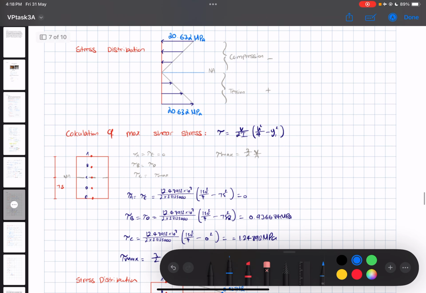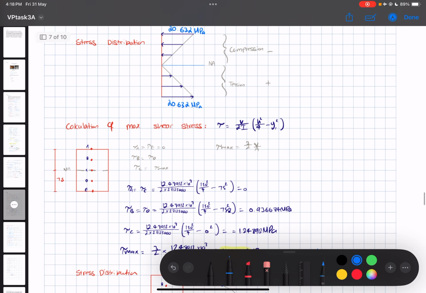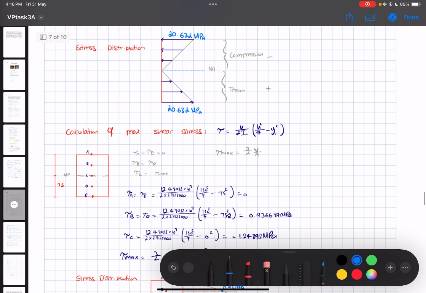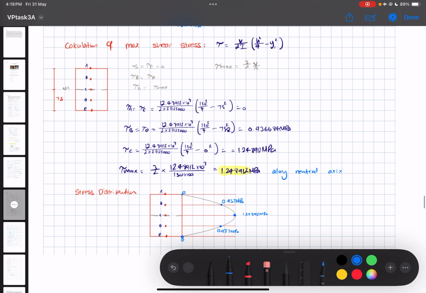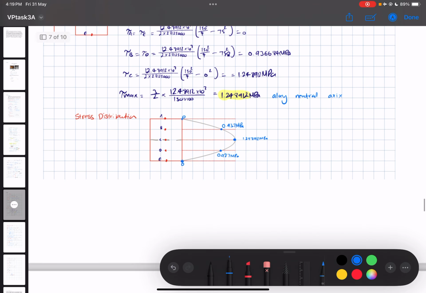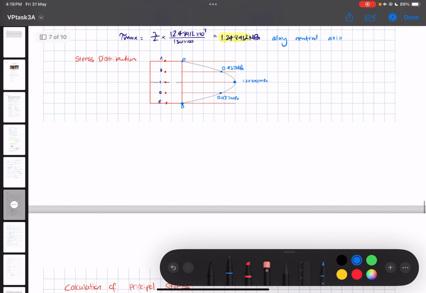To calculate the maximum shear stress, I've used tau equals shear over 2 times the moment of inertia, all multiplied by the height over 4, take away y1 squared, where y1 is the distance between the neutral axis to the point of interest. And from here, I've calculated that the maximum shear stress occurs along the line of the neutral axis, which for mine turned out to be 1.25 megapascal, and I've done a stress distribution graph at the bottom over here.